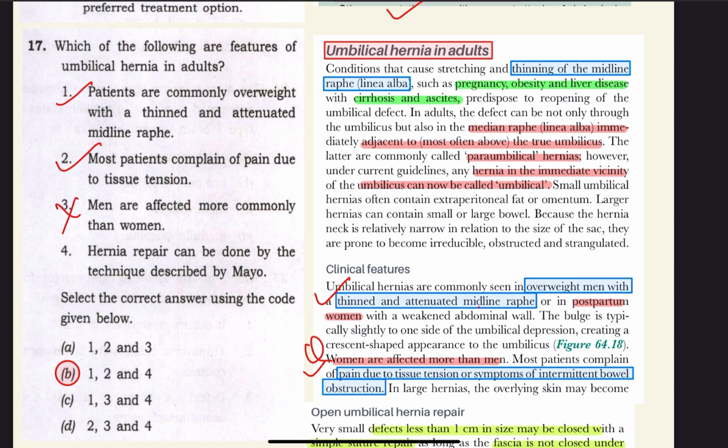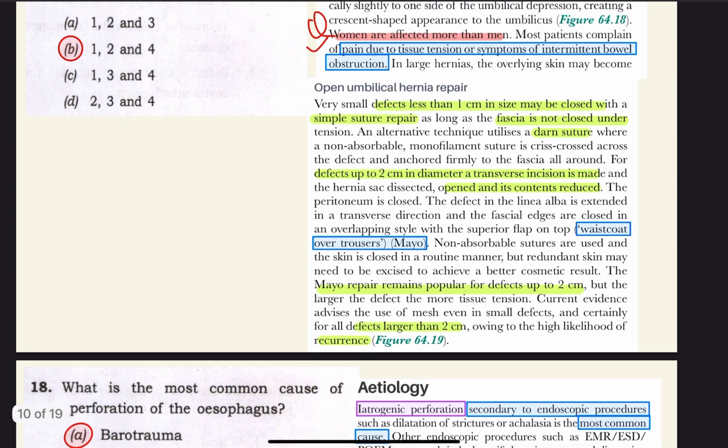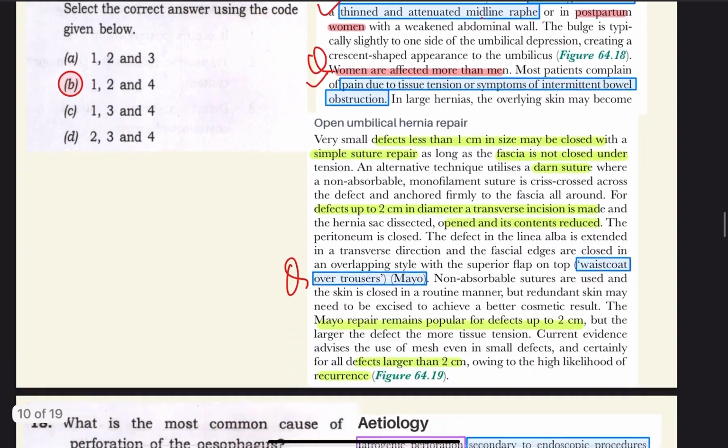And hernia repair can be done by technique described by Mayo. Yes, so this is called waistcoat over the trouser or Mayo. Okay, this is also a famous question. So option B is the correct one.